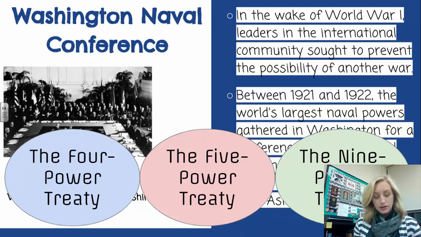Finally, the Kellogg-Briand Pact was the treaty between the U.S. and other powers, providing for the rejection of war as an instrument of national policy, and that we are not going to revert to war again, right? We're going to talk with each other and make sure that we are not going to do this all over again, because 7.5 million people dead is just not worth it.